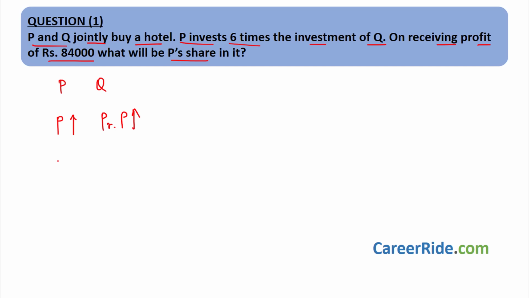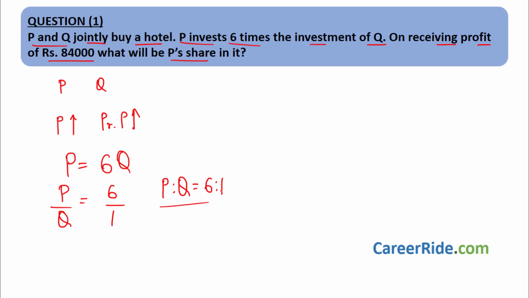Similarly, P invests 6 times Q, right? So the profit of P would be 6 times the profit of Q. So P upon Q would be 6 upon 1, or the ratio of profit for P and Q is P is to Q equal to 6 is to 1. That means if Q gets 1 rupee as profit, P will get 6 rupees as profit. Why? Because P has invested 6 times more than Q. So we got this. Now how to find the share of P?